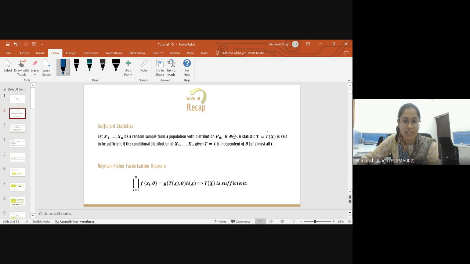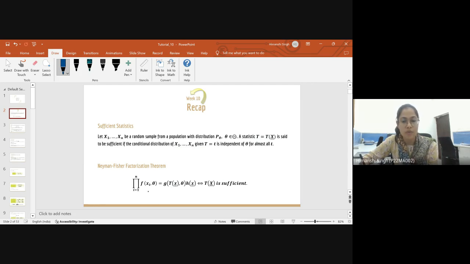Some examples have already been done in the week 10 lectures. Always finding the conditional distribution is not an easy task, so we have a different method to find the sufficient statistic, which is called the Neyman-Fisher factorization theorem. If I write the joint density of the random sample x1, x2, xn, and it can be written as a function of T(x) and theta multiplied by a function of x, where x is the random vector x1, x2, xn, then we say that T is sufficient.